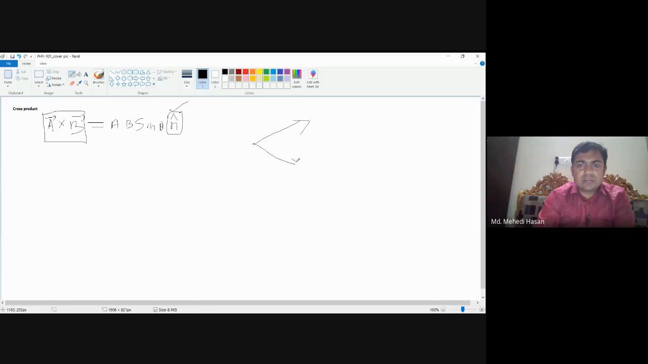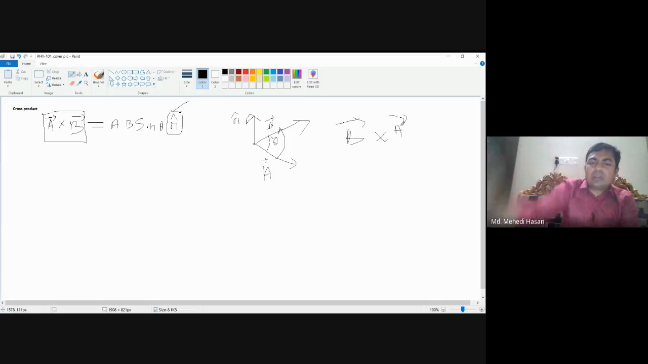So in case of direction of n, you can use the right hand rule. Say this is A, this is B, two vectors are given and the angle is theta. Now if we apply the right hand rule, if we move A to B, then the new unit vector will be in the upward direction. Okay, and now in the reverse case, if you try to find out B cross A, then you have to just move B to A. This is the downward direction, so the answer will be just like that.